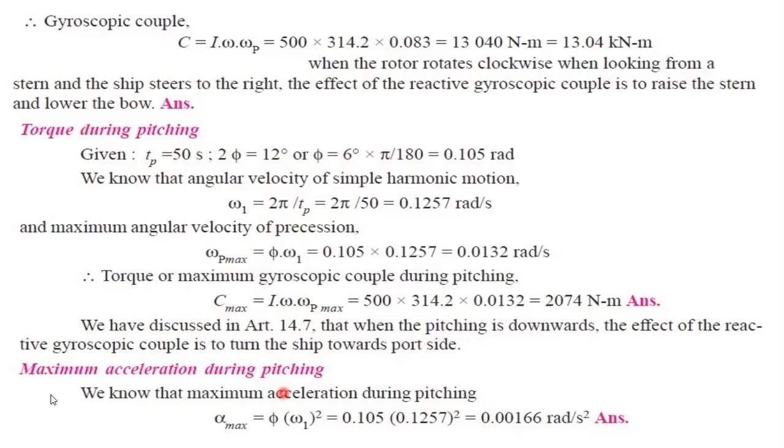And at last they are asking for the maximum acceleration during pitching. So alpha max is the notation, and the formula is phi into omega 1 whole square. Just substitute all the values and you will get it. So these are a few basic problems on gyroscopic couple and ships. The main thing is we need to understand the concept behind this effect. So that's all about the topic.